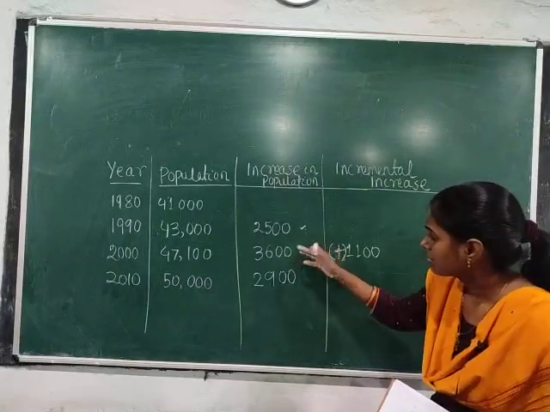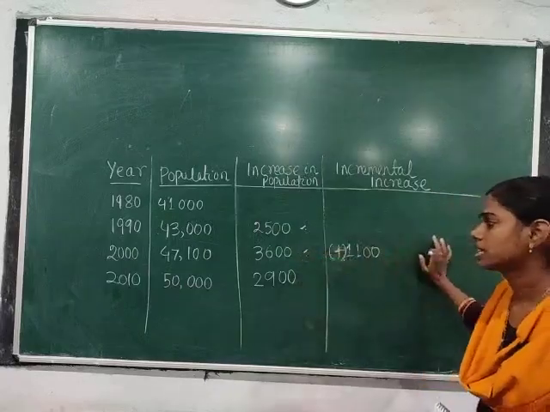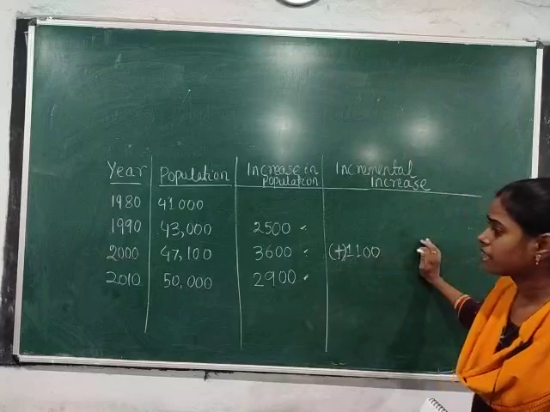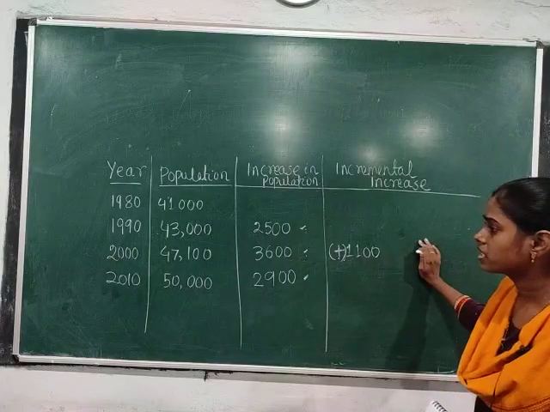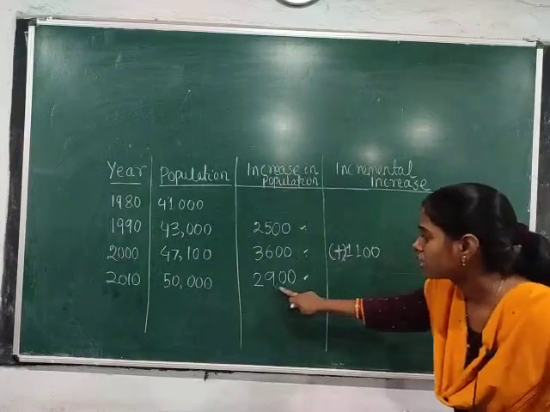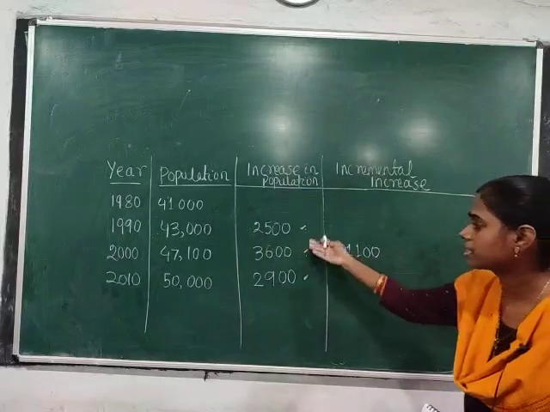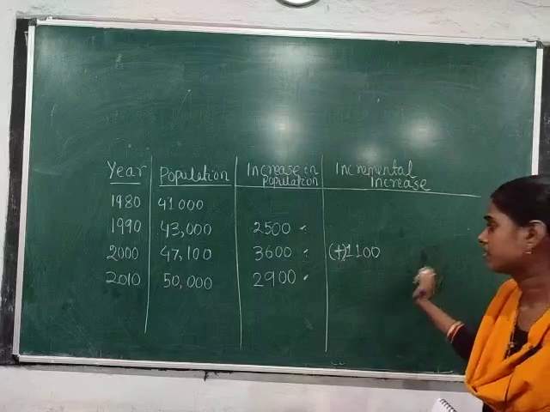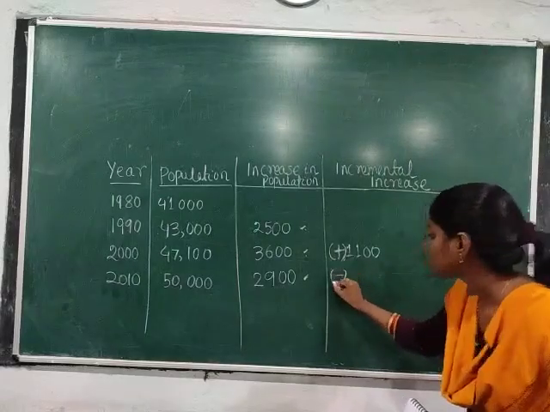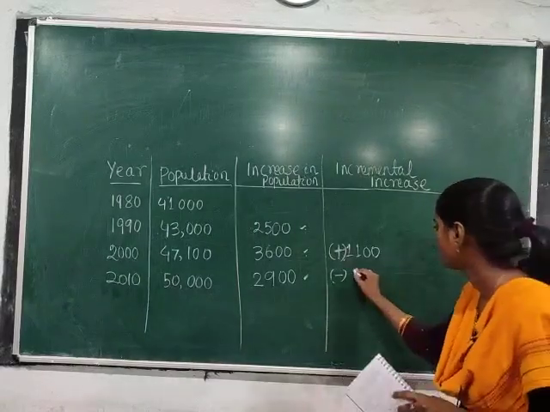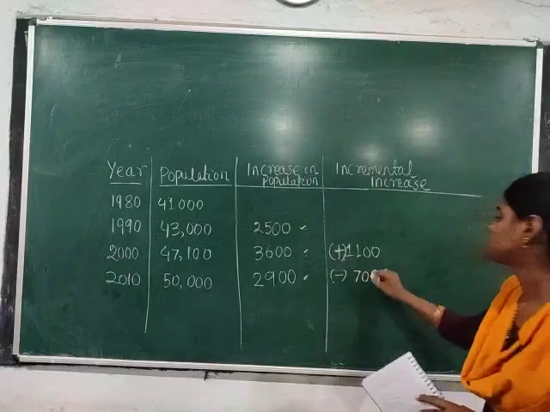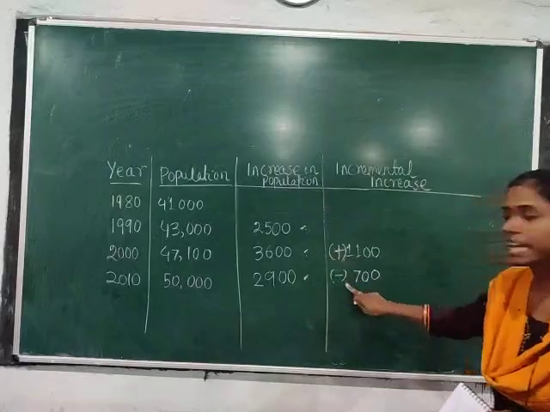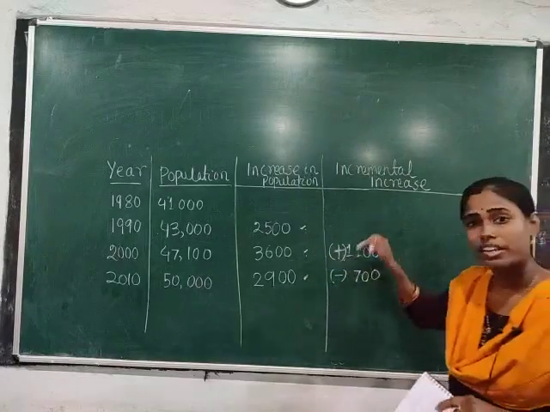In the next decade, the second decade, the increase in population is 3600, but mark here, in the next decade the increase in population is 2900. So there is a decrease in incremental increase, that is why we put a negative sign and write down 700. The difference is 700, but in a negative manner because it is decreasing.